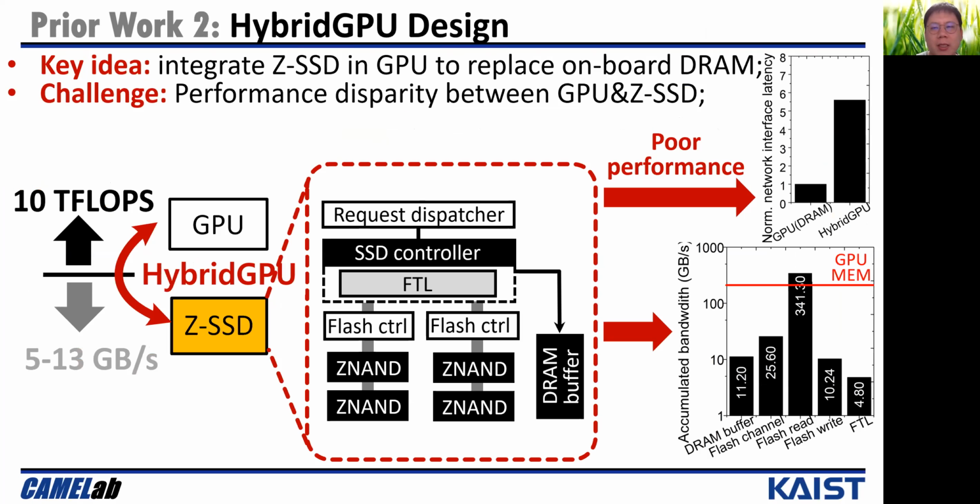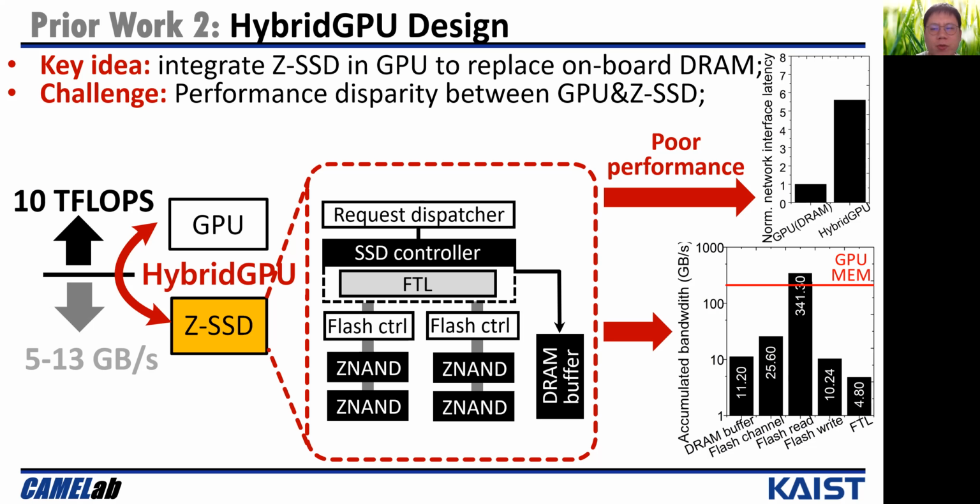To eliminate the data movement overhead, prior work proposed hybrid GPU. It replaced the GPU side memory with a ZSSD. GPU can directly access the SSD through the customized interface. With the hybrid GPU design, the GPU can leverage the high storage capacity to accommodate all the dataset. It can reduce the power consumed by the DRAM. It also eliminates the redundant data copy.